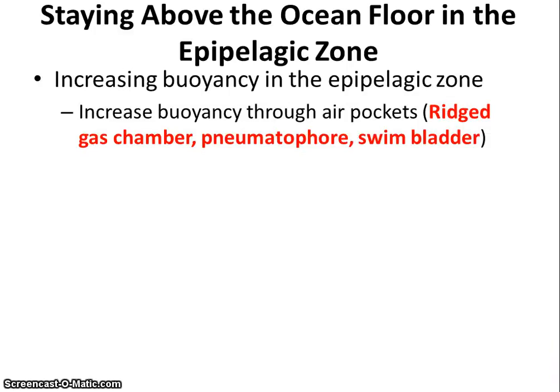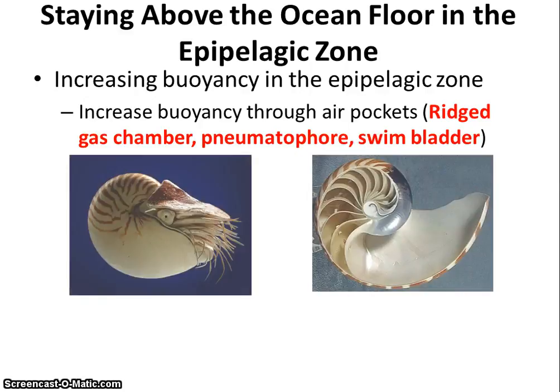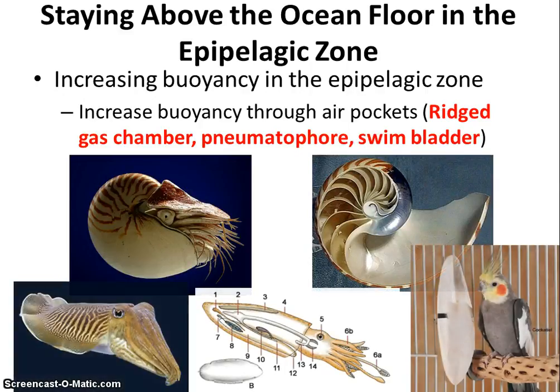Fish generally don't do that. Organisms that aren't sharks, skates, rays, or marine mammals don't generally produce large amounts of fat or oil. So how do they stay above the ocean floor? Well, the first is rigid gas chambers. There are two organisms that classically have these rigid gas chambers.